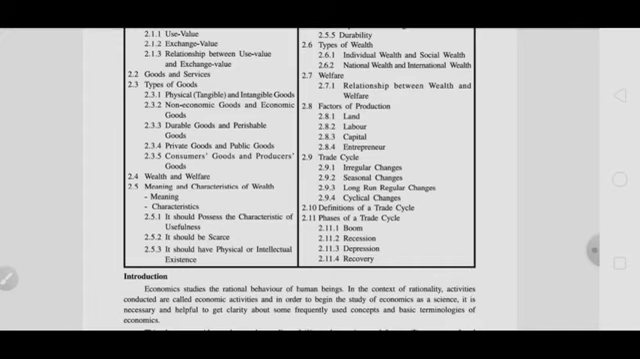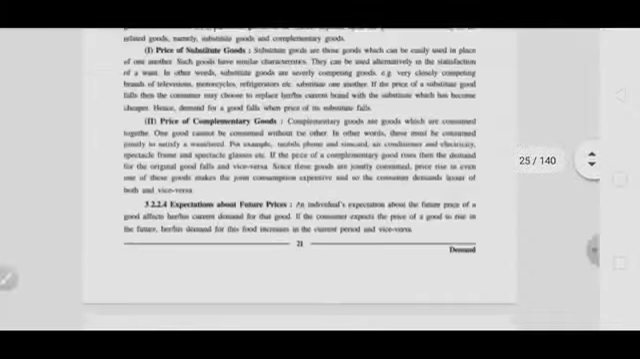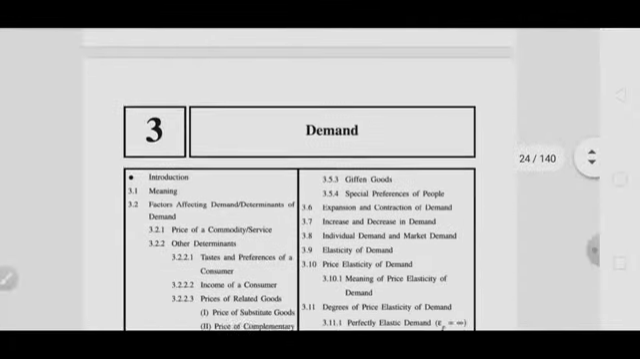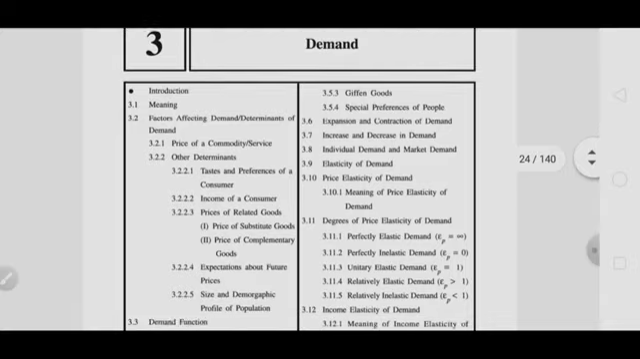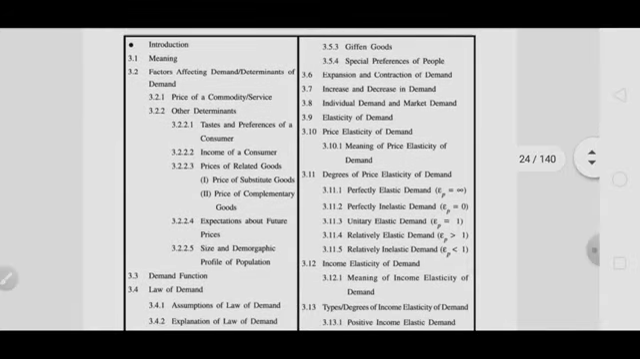These topics are very important for the subject matter of economics, and once you understand all these topics, the subject will become interesting for you. Now let us move towards chapter number 3, that is demand. Here it is given on page number 20, that is demand. First of all, we will discuss the introduction and meaning. First of all, what is demand?